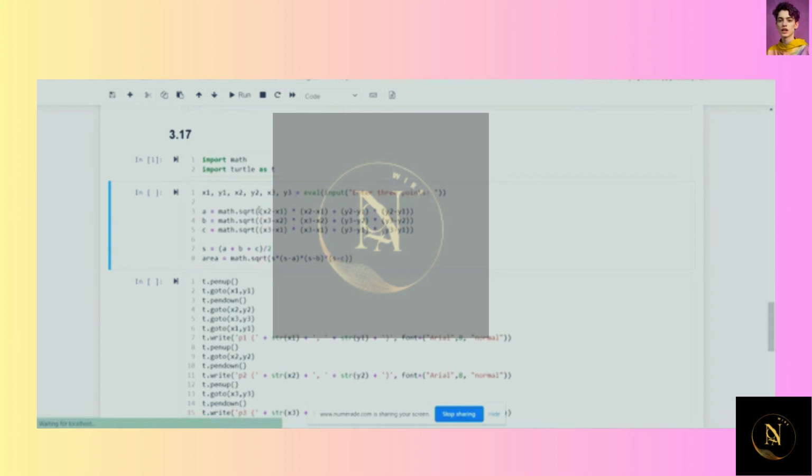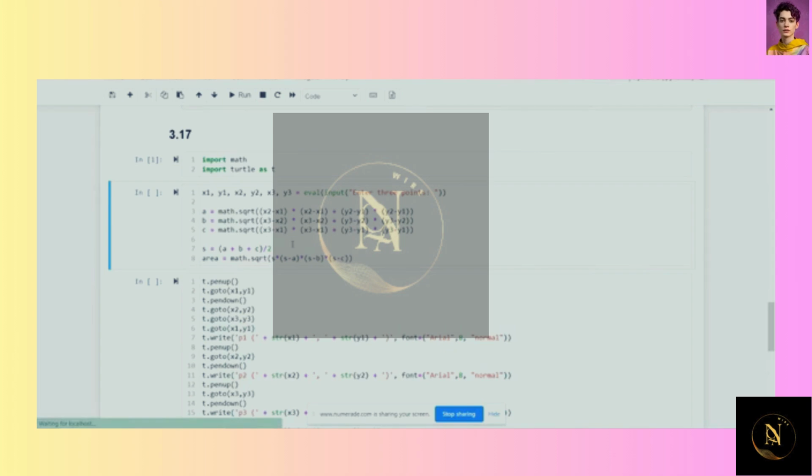We then want to work with those inputs to find the lengths of the sides of the triangle. So A will be the distance between points 1 and 2, and we'll use the distance formula to find that by taking the square root of the difference in the x value squared plus the difference in the y value squared. We'll do the same for B, which is the distance between points 2 and 3, and for C, which is the distance between points 1 and 3.